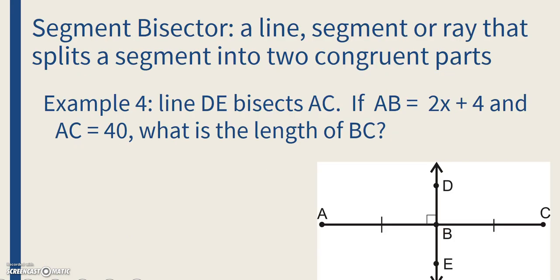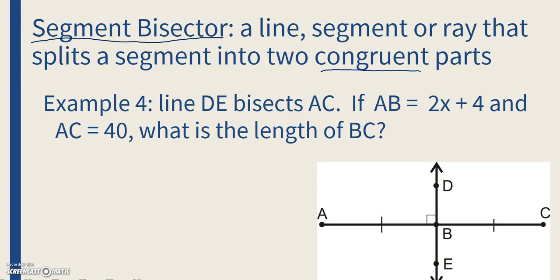Alright, here's another definition. Segment bisector. Okay, so a segment bisector is a line, segment, or ray that splits a segment into 2 congruent parts. Okay, so remember, congruent means that they're telling us that the 2 lines are the same length. So keep that in mind when we're talking about bisectors. The two lines on either side of the bisector are the same length.